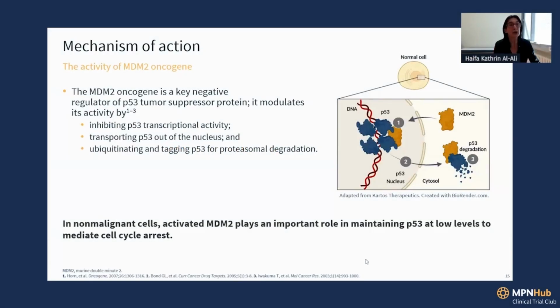Yes, first of all, we have to remember that in normal cells, p53 is usually kept at a very low level to just ensure and mediate cell cycle arrest. And really, this low level of p53 in the cells is maintained mainly by MDM2. And indeed, MDM2 is the key negative regulator of the p53 tumor suppressor protein.